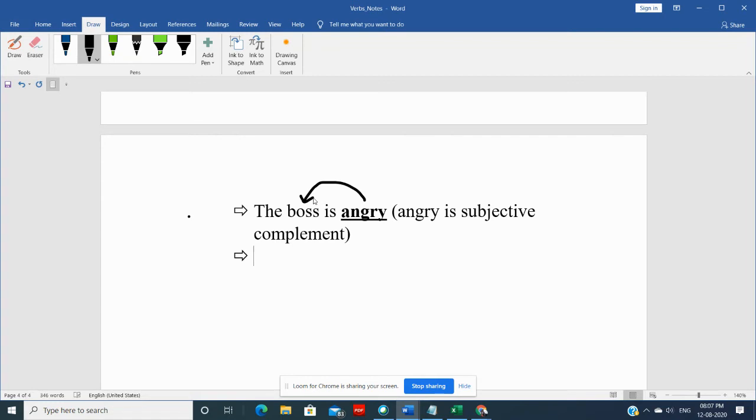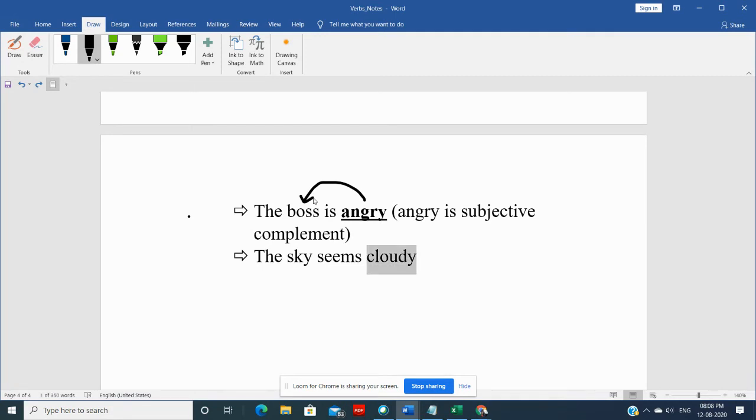All right. Now, next is: the sky seems cloudy. Again, seems is your incomplete verb, because if you just read it like this, "the sky seems," it is not making any sense. Seems is not an action verb. So seems is your incomplete verb. And by just adding this word cloudy, it's making complete sense.